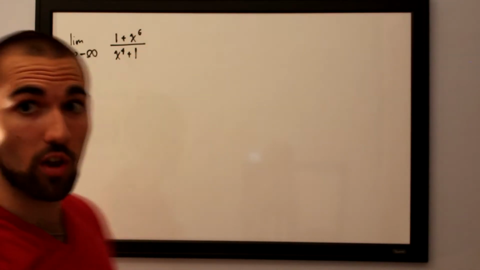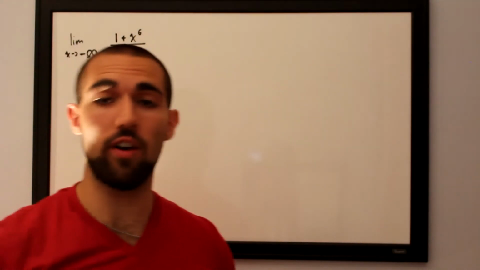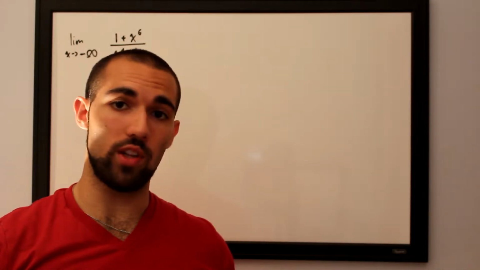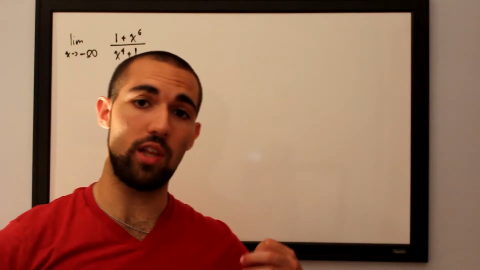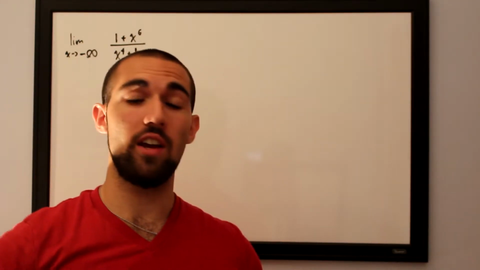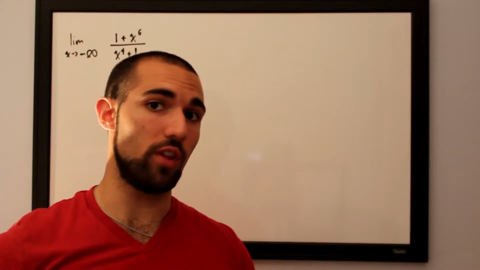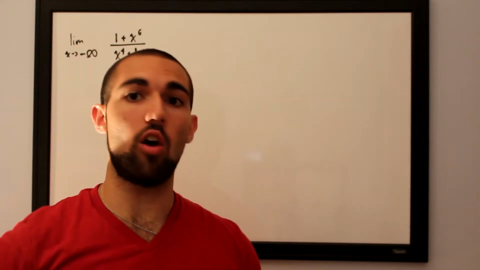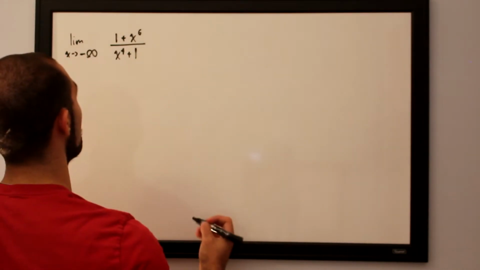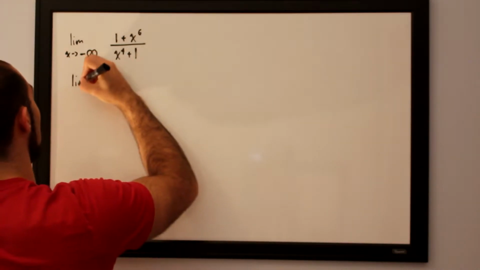Now the process is not going to change over here. We're still going to be dividing by the highest power in the denominator. The fact that we're going to negative infinity doesn't really change anything. Whether it's an extremely large number that you're dividing by in the negative direction or the positive direction, constants divided by an infinity, whether it is positive or negative, are still going to tend towards 0. So we have x to the 4th as the highest power in the denominator.